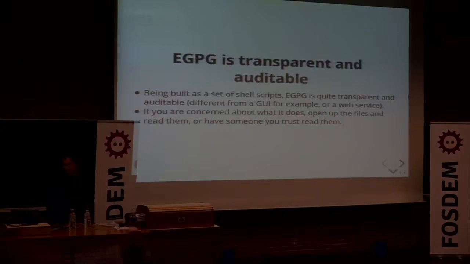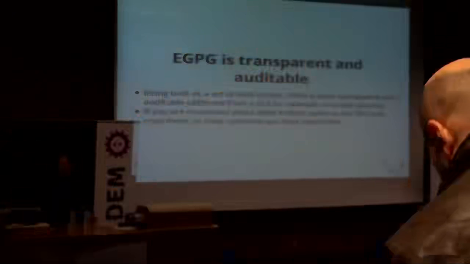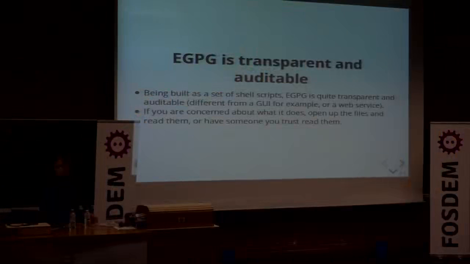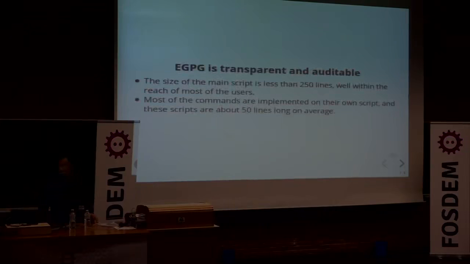eGPG is transparent and auditable. Being built as a set of shell scripts, eGPG is quite transparent and auditable, different from a GUI, for example, or a web service. If you are concerned about what it does, open up the files and read them, or have someone you trust read them. The size of the main script is less than 250 lines, well within the understanding reach of most of the users. Most of the commands are implemented in their own script, and each of these scripts is about 50 lines long on average.